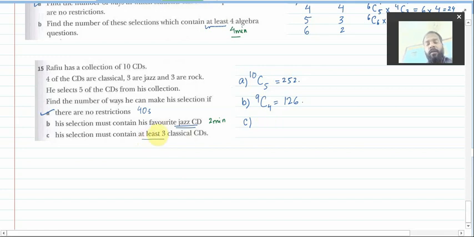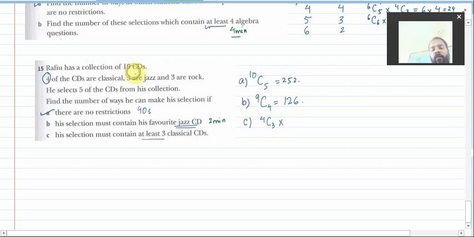So the condition is only about the classical CDs, not about the jazz or rock. Alright, so how are we going to attempt this one? Since we have the restriction of classical CDs, and the total number of classical CDs we have is 4, right? In the first case we are selecting 3 classical CDs out of 4. Alright. Now the total collection he has is 10, right?